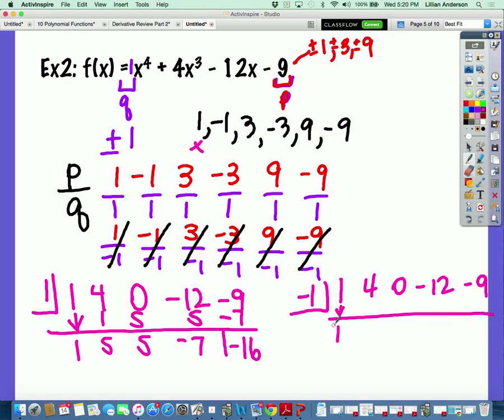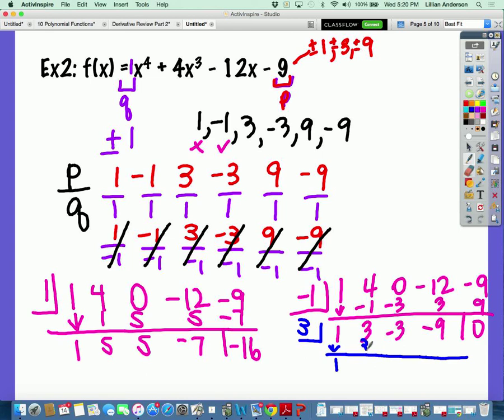Continue to do synthetic division, bring down the 1. Found 1, negative 1 works, okay? And just like before with lesson 12, if one of the zeros works, then we can use the result that we got after we divided to find the next one, okay? So I'm going to use this, and I'm going to go to the next one, which is going to be a positive 3, okay? So I'm going to do positive 3.